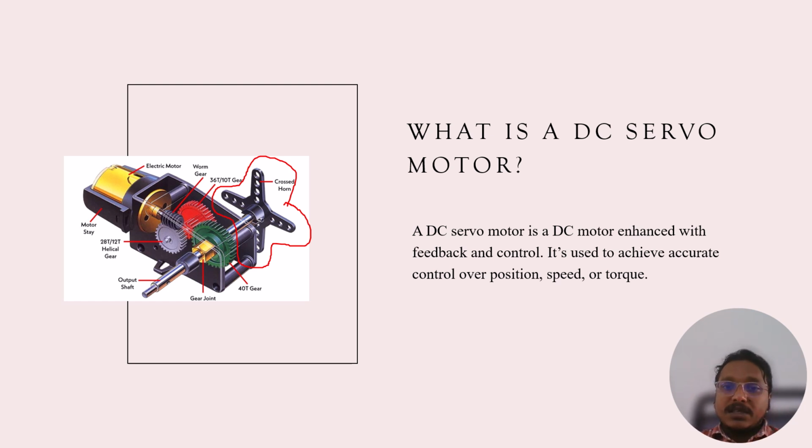A DC servo motor is one type of DC motor enhanced with feedback and control. It can be controlled, and also it can be enhanced. It can improve the efficiency and improve the operation. It is used to achieve accurate control over the position, speed, and torque. So these are all the things that are possible through a DC servo motor.